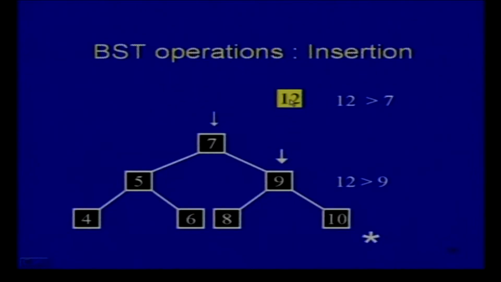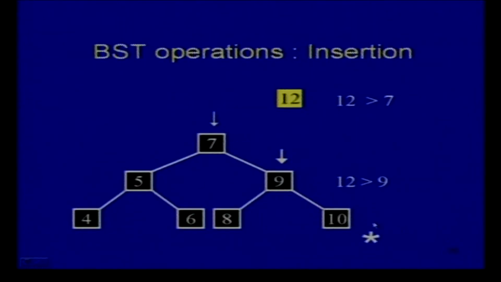So, we compare 12 with 9 and we find that 12 is greater. Again we have to move to the right. Now, this is the node of the right subtree we have to search now. We find that 12 is greater than 10. So, again we have to move to the right. Now, when we move to the right, we find that the right subtree is empty.